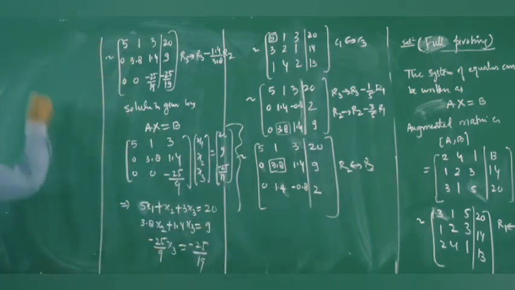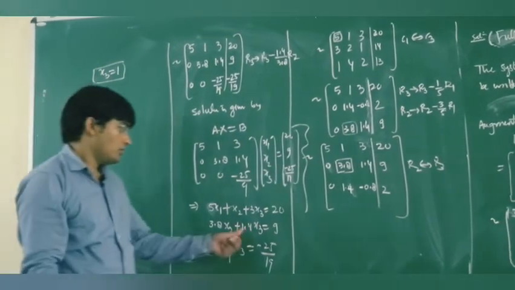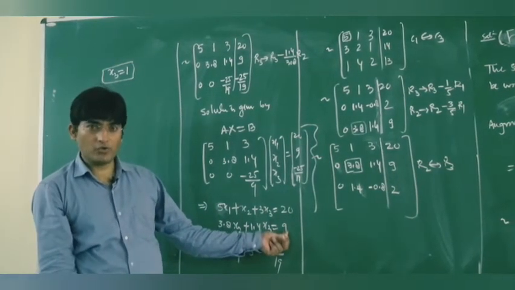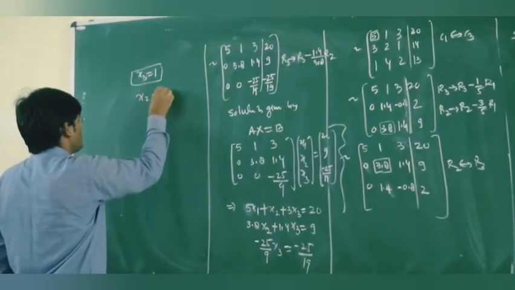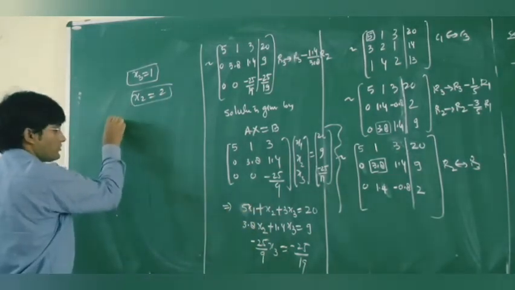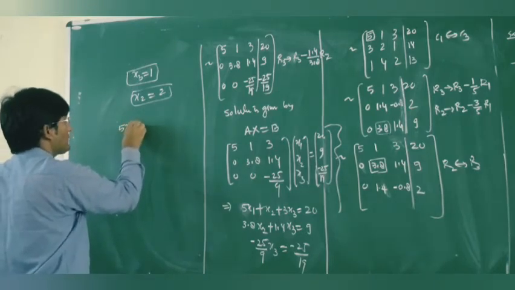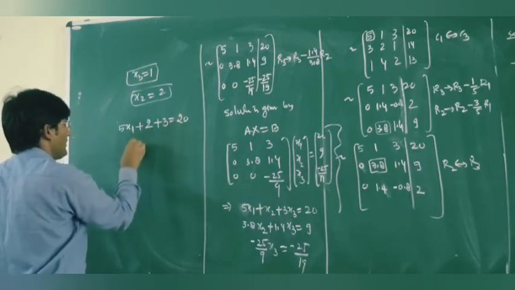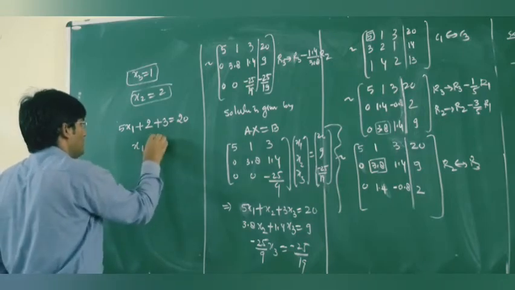So our x3 is equal to 1. Now just put this x3 here. So this will be your 9 minus 1.4. So 9 minus 1.4 will give you 7.6. So your x2 will be 2. Now again use the back substitution. Put the value of x2 and x3 here in the first equation. So we have 5x1 plus 2 plus 3 equal to 20. So your x1 is your 20 minus 5. So this is your 15 upon 5. So we have x1 equal to 3.